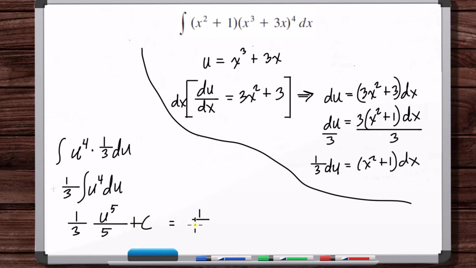So 1/15 u to the fifth. Okay, and so now if we substitute this in, we've got it like that. There we go.